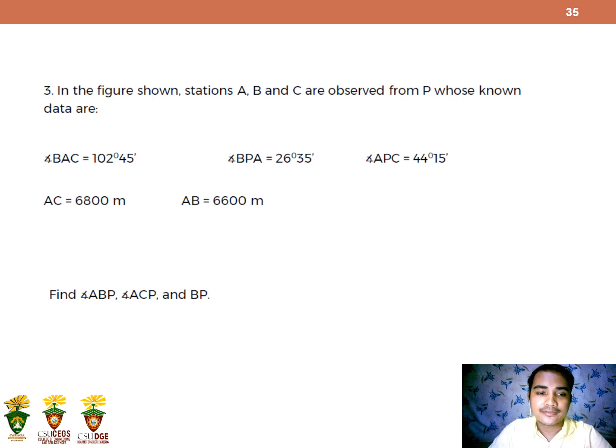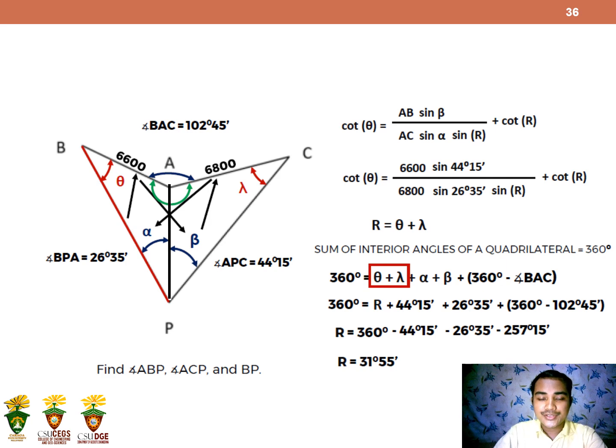So let's have an example. In the figure shown, the stations A, B, and C are observed from P, whose known data are angle BAC, which is 102 degrees and 45 minutes, angle BPA 26 degrees 35 minutes, angle APC 44 degrees and 15 minutes, and we have the distances AC, which is 6,800 meters, and AB to be 6,600 meters. Now, we need to find the angle ABP and angle ACP, and also the distance BP. So this is now the figure.